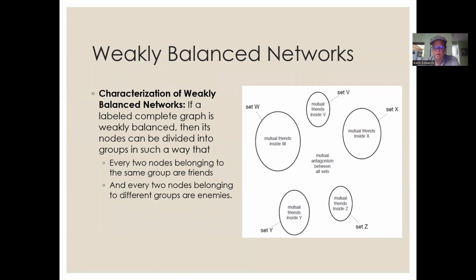A complete graph is weakly balanced precisely when it can be divided into multiple sets of mutual friends with complete mutual antagonism towards each pair of the other sets. Weak structural balance allows us to reason about cases where a network has more than 2 factions.